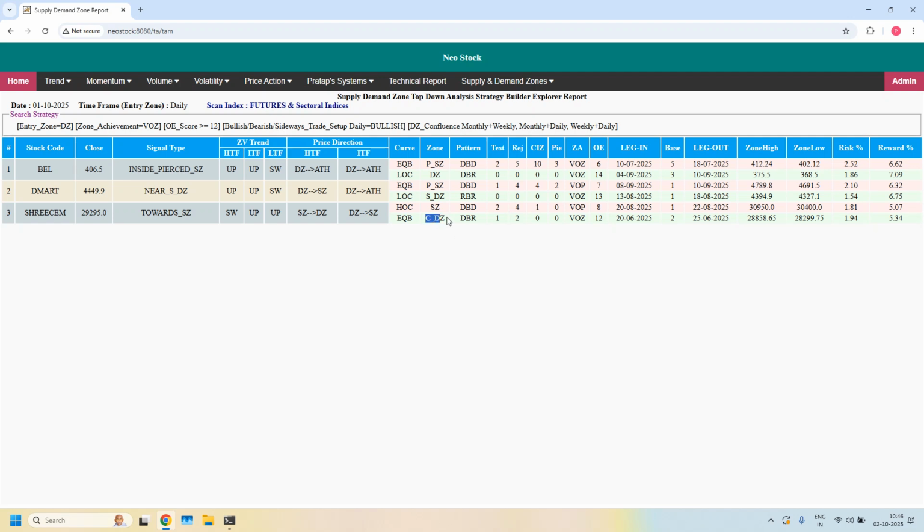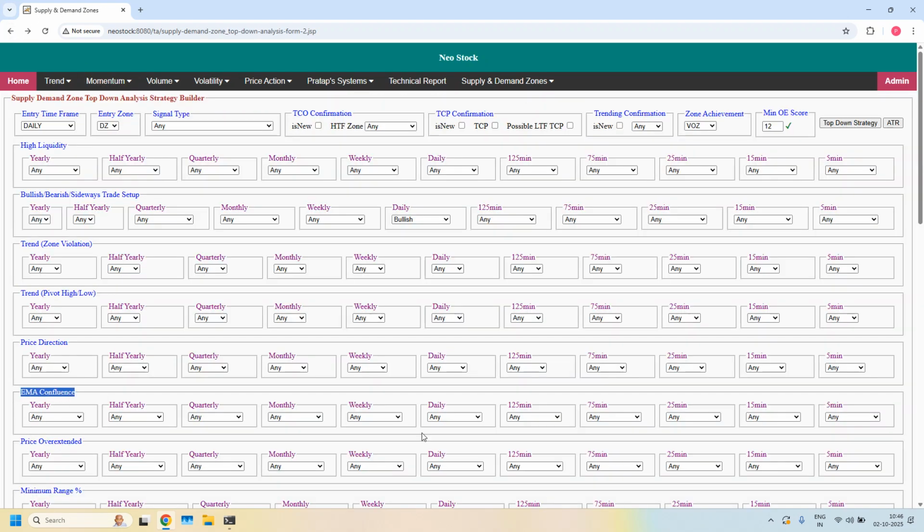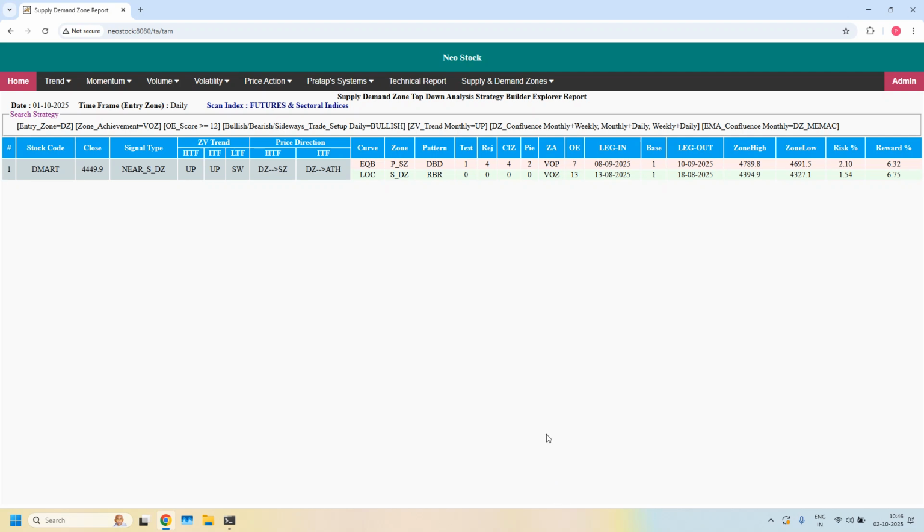In these 3 stocks, the daily demand zones are overlapped with the weekly demand zone, both together again overlapped with the monthly demand zone. And monthly trend is up in only 2 stocks. Let's verify in these 2 whether any monthly demand zone has monthly EMA confluence. And the trend on the monthly should not be sideways. It should be uptrend because it is a bullish trade setup. So one stock is filtered.